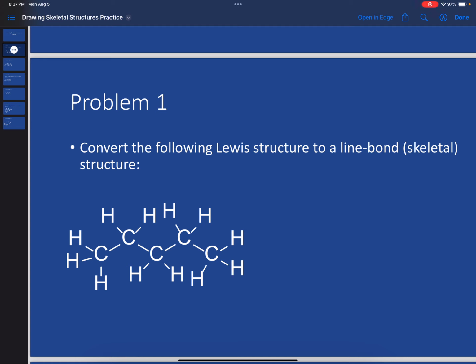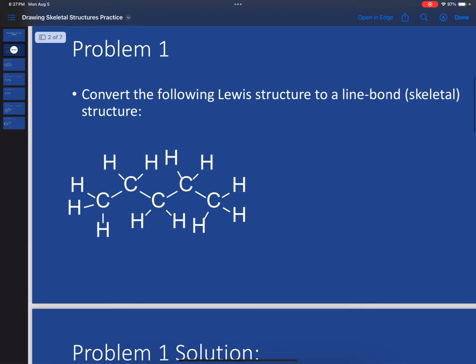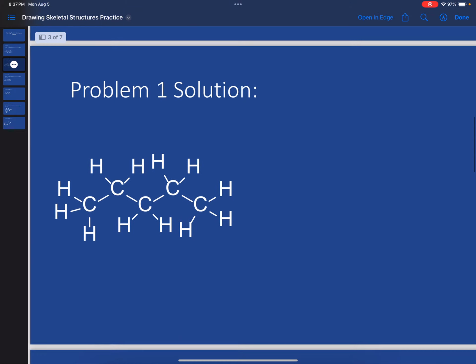That is absolutely appreciated because it's always good to try and then see where we went wrong, if we went wrong. Okay, so for the first problem, we're going to convert the following Lewis structure to a line bond or a skeletal structure. A lot of times, depending on your instructor, they may say line bond or they may say skeletal. I usually say both just so that you're exposed to both nomenclatures, but it means the same thing. Draw sticks, not atoms. Okay. So this is where you can pause the video. I'm going to go to the solution slide where I'm going to show my work.